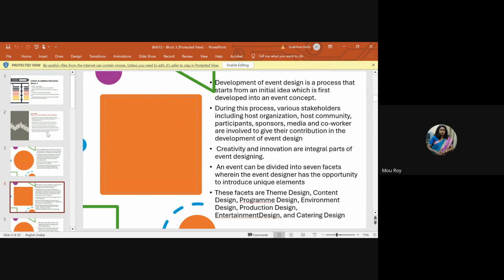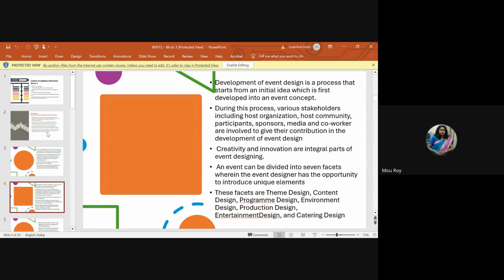So one is theme design, the other is content design. Then you have to design the program also, like welcoming the guests, and then the program starts, because usually you have a chief guest. For any event, if actors or actresses are coming, you have to invite them on the stage, introduce them, and then they will introduce their musicians. So you have to design a program.